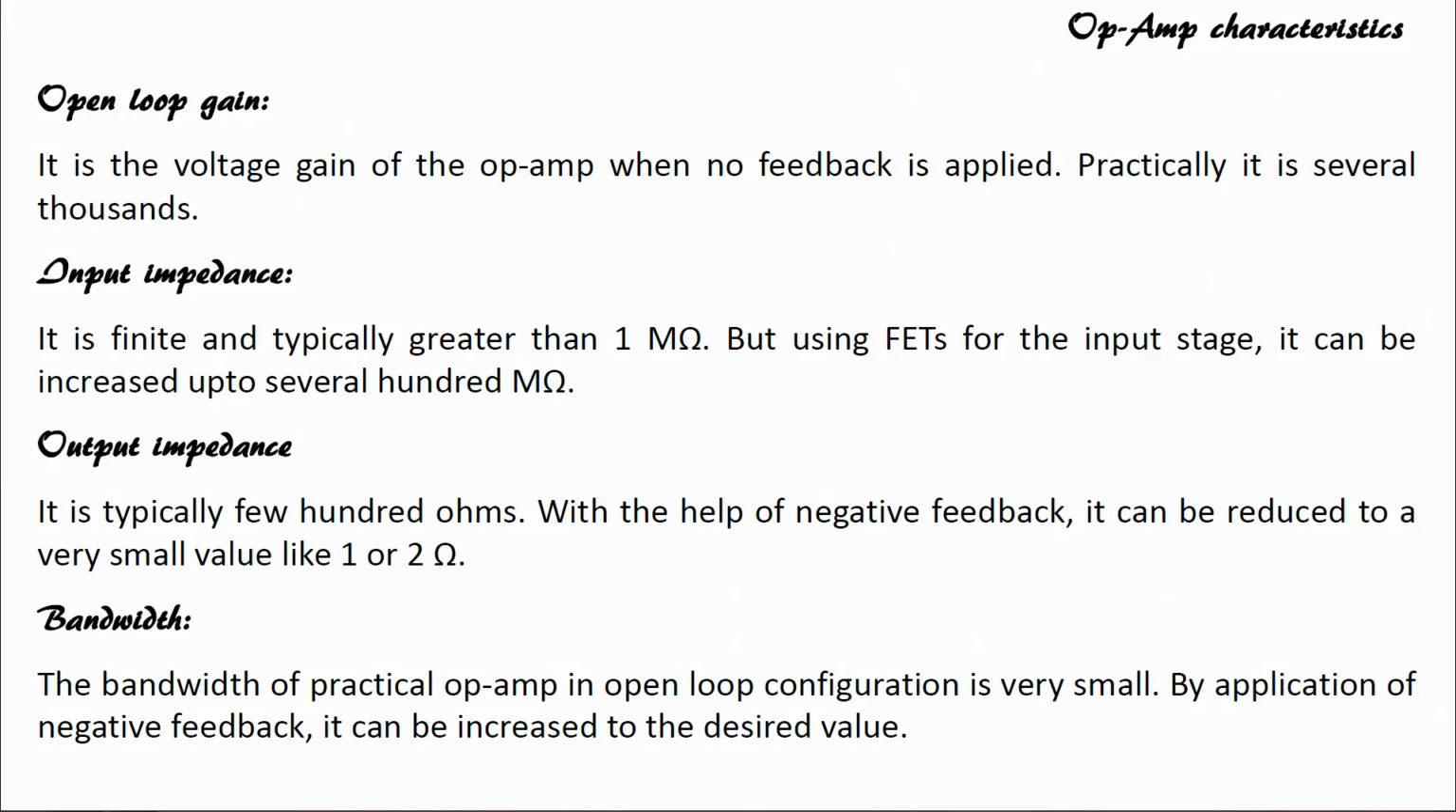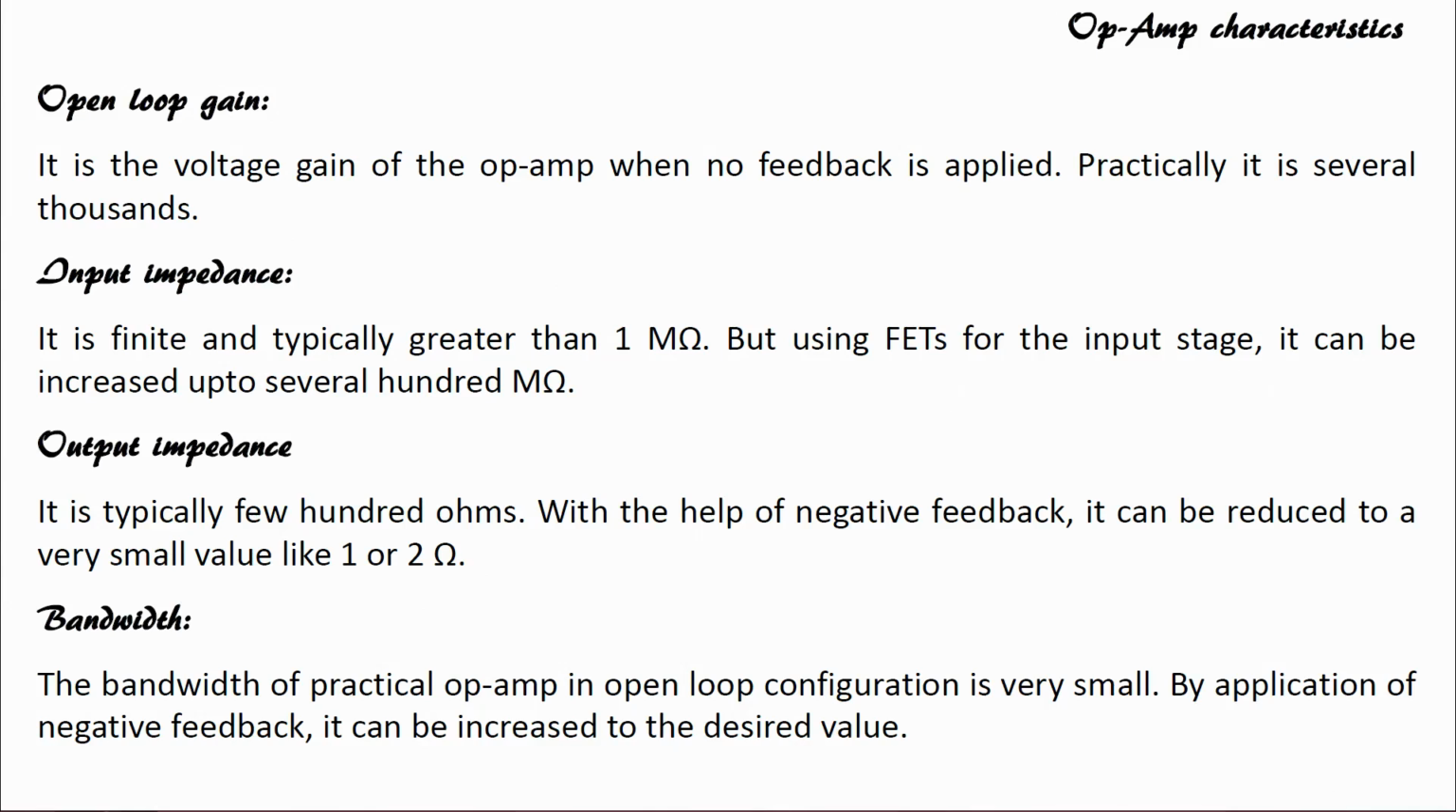Then these are very important parameters or characteristics of the operational amplifier, starting with open loop gain. What is open loop gain? It is the voltage gain of the operational amplifier when no feedback is applied. Practically it is several thousands. Second is input impedance, it is finite and typically greater than 1 mega ohm, but for FET input stages it can be increased to several 100 mega ohms. Output impedance is around 1 to 2 ohm.